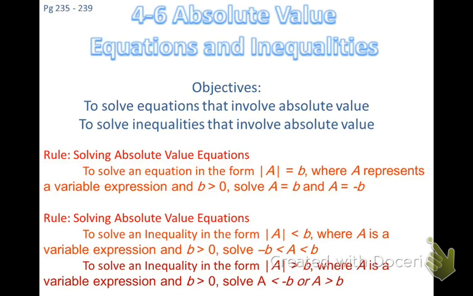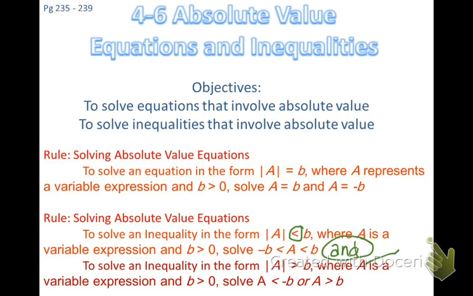Then you have rules for solving absolute value inequalities, and to solve an inequality in the form of absolute value of A is less than B, and B is greater than 0, you would have negative B is less than A, less than B. So that would be your two answers. Here's your and inequality, like the and sentences we had in previous lessons. It's an and inequality. That's when you have a less than a number.